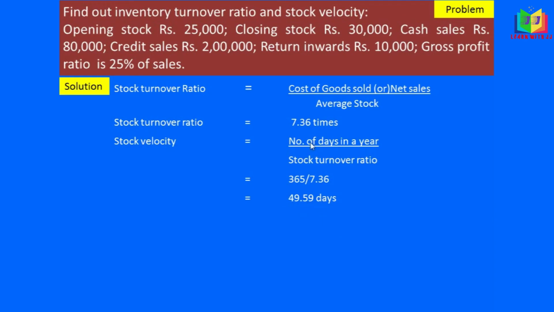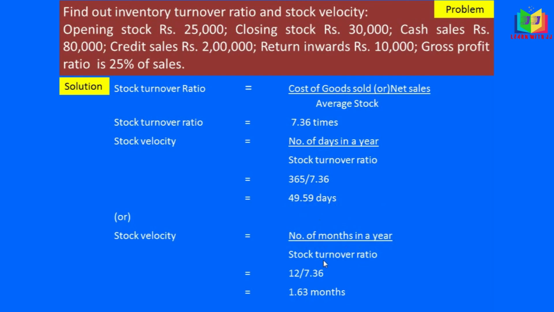The other formula we have for this is number of months in a year divided by stock turnover ratio, so we'll get it in months. So 1.63 months we will get. I hope now you are able to find the inventory turnover ratio as well as the inventory holding period, that is the stock velocity.